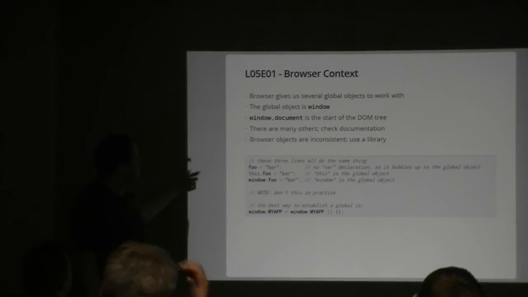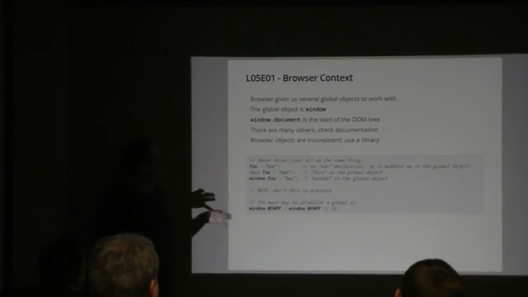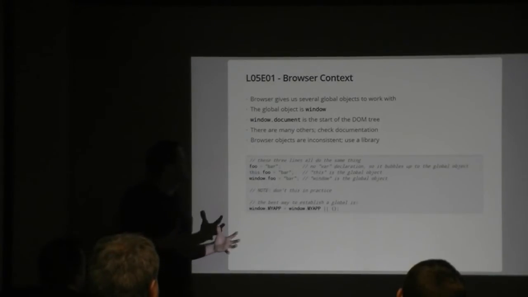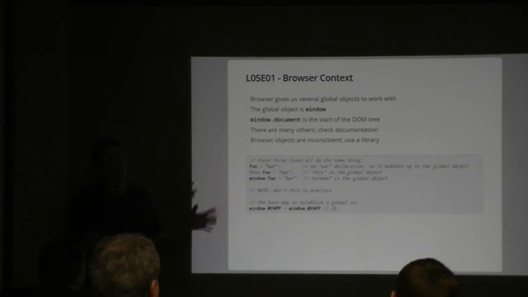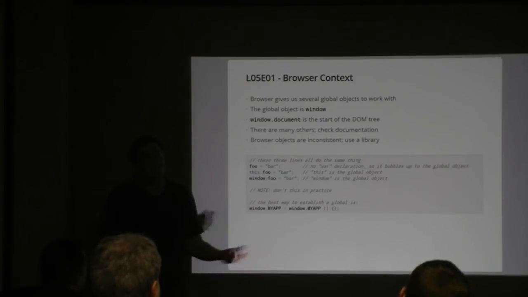Alright, browser context. So the global object is window. Window.document is sort of the DOM tree. I'll cover that in just a minute. There's many other global objects. There's window dot, I don't know, there's probably like 60 of them. You know what I mean? But they're all different in multiple browsers. They're not consistent. Some are part of the spec. Some are put in by the vendors. Not consistent. Stay away. Abstract this stuff with libraries.